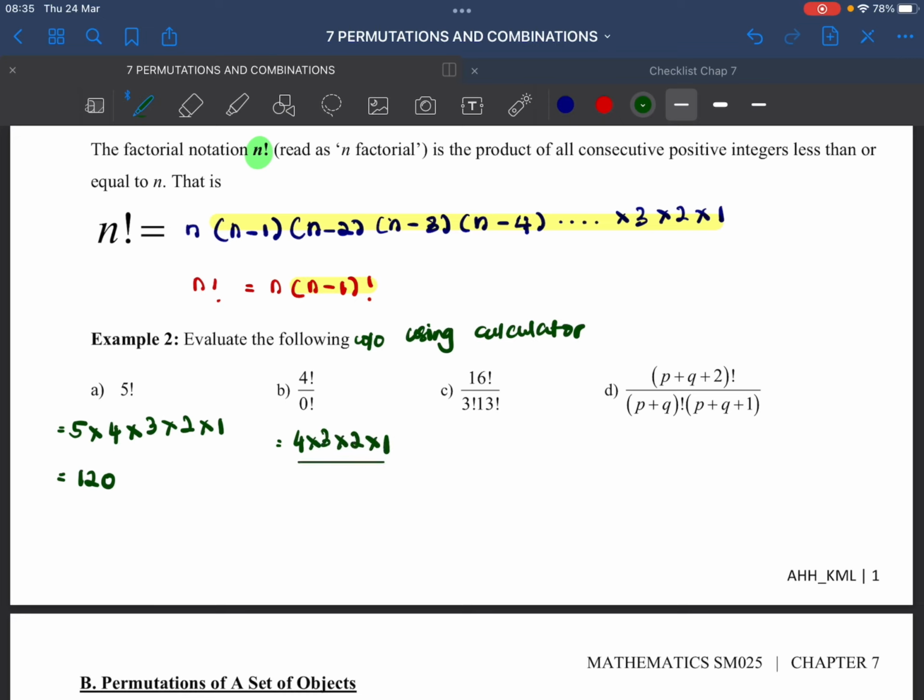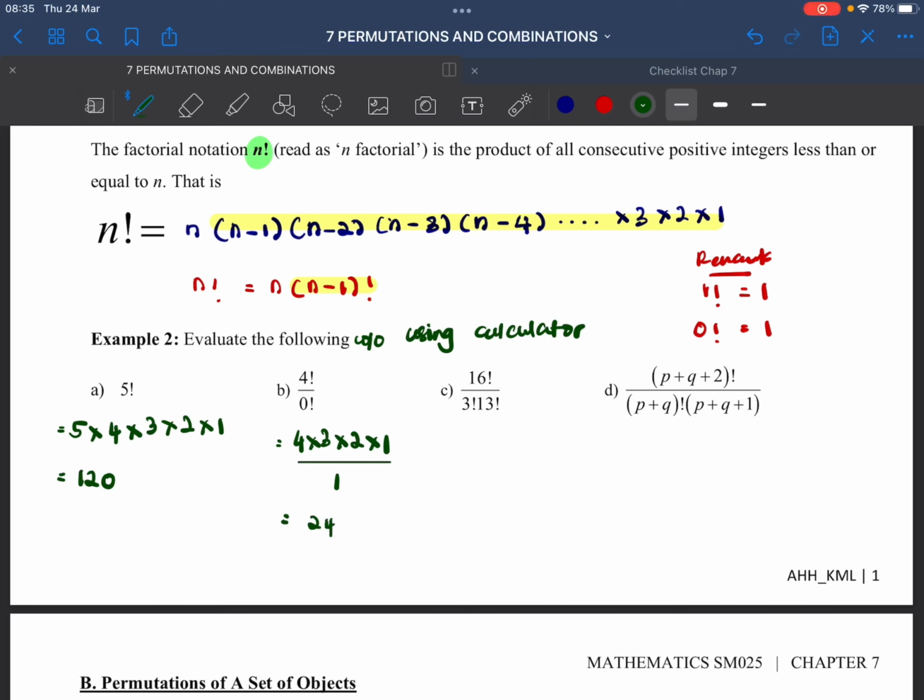So how are you going to factorize 0 factorial? Okay, remark dekat sini 1 factorial is equals to 1, 0 factorial is also equals to 1. Okay, so dekat sini dia akan jadi 1 lah. So the answer here is 24.